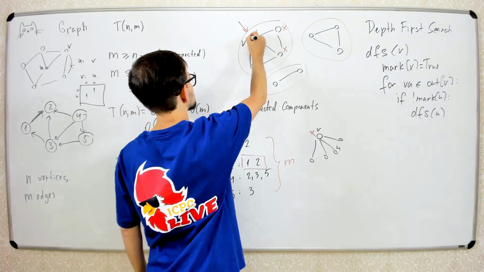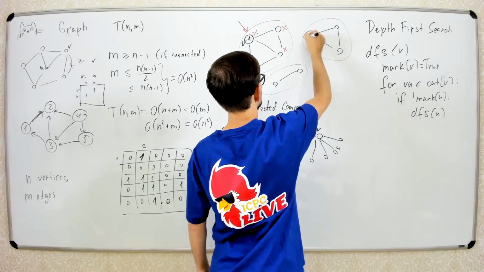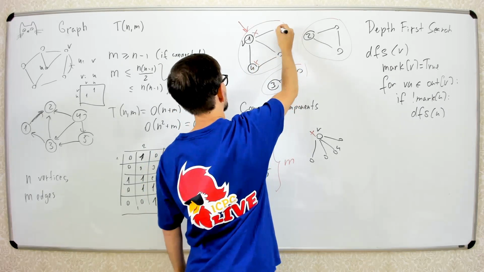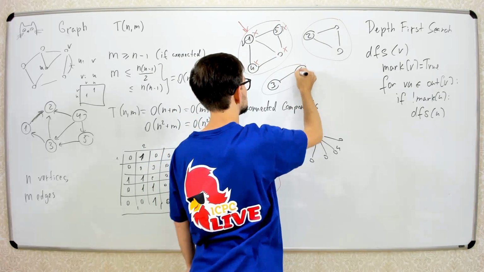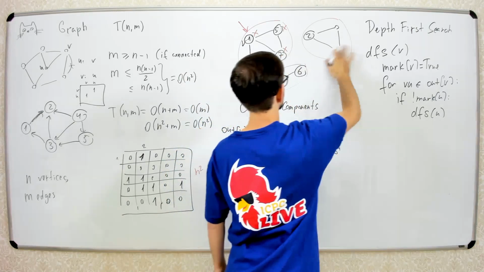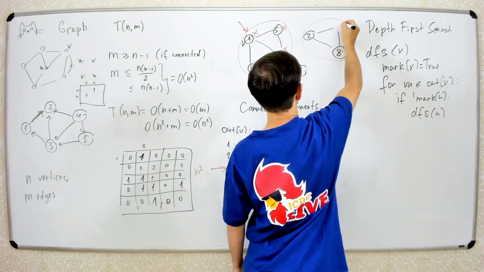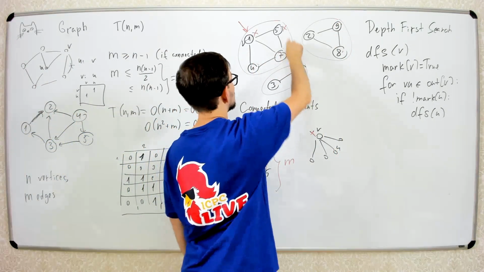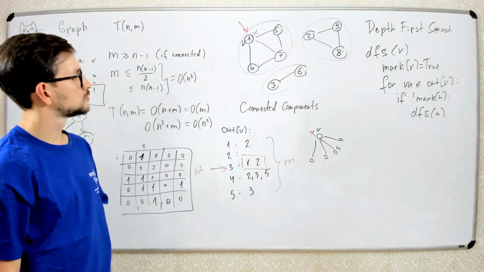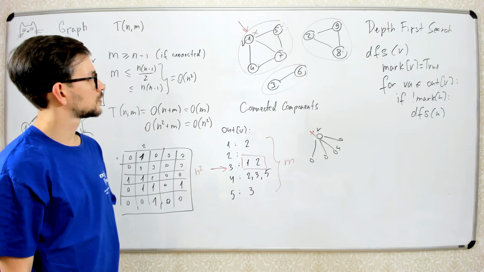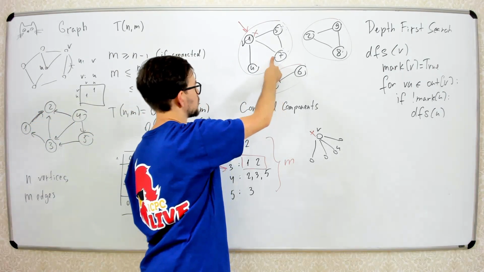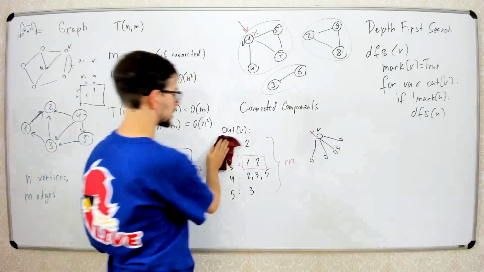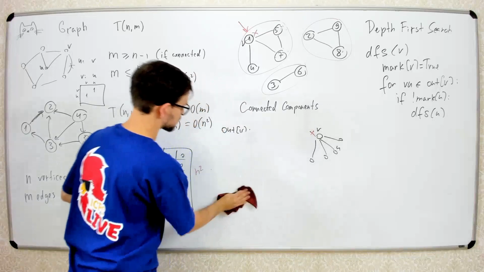Let's number the nodes here: 1, 2, 3, 4, 5, 6, 7, 8, and 9. So what will happen in this algorithm if we run this procedure? Let's remove this edge, just to make it more interesting. So we start in this graph. We have these lists. Let's just build these lists.